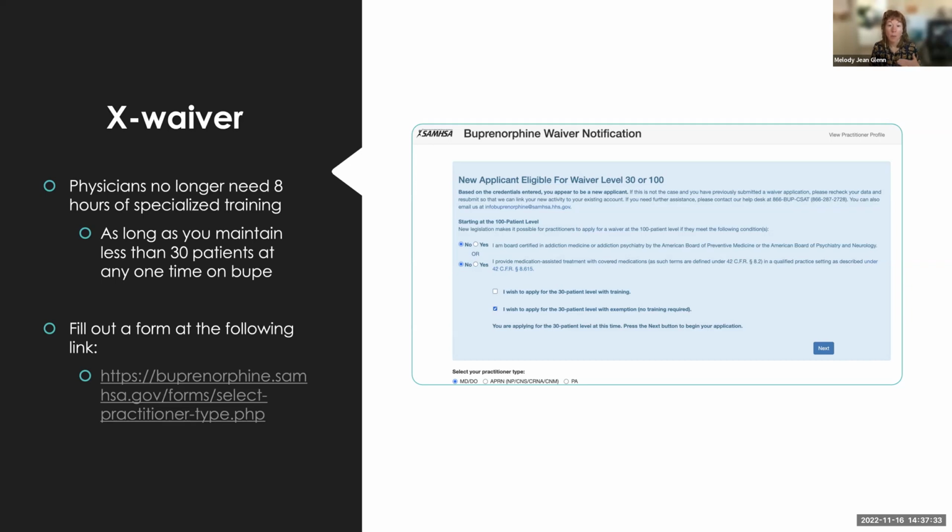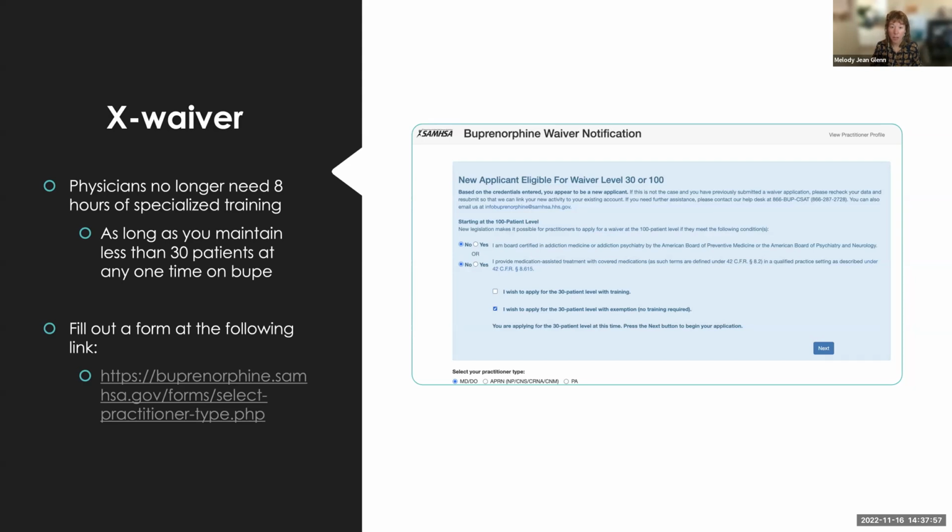And what does that mean? What does it mean to have 30 patients at one time? That's 30 active open prescriptions. So if your prescription starts today and it's a week long, in 1 week, that will no longer be one of your active patients. I would recommend you keep a log of your X waiver or the patients you prescribe buprenorphine to, just in case the DEA does come and want to do an audit. You want to be able to show, here's the patients I prescribed buprenorphine for.